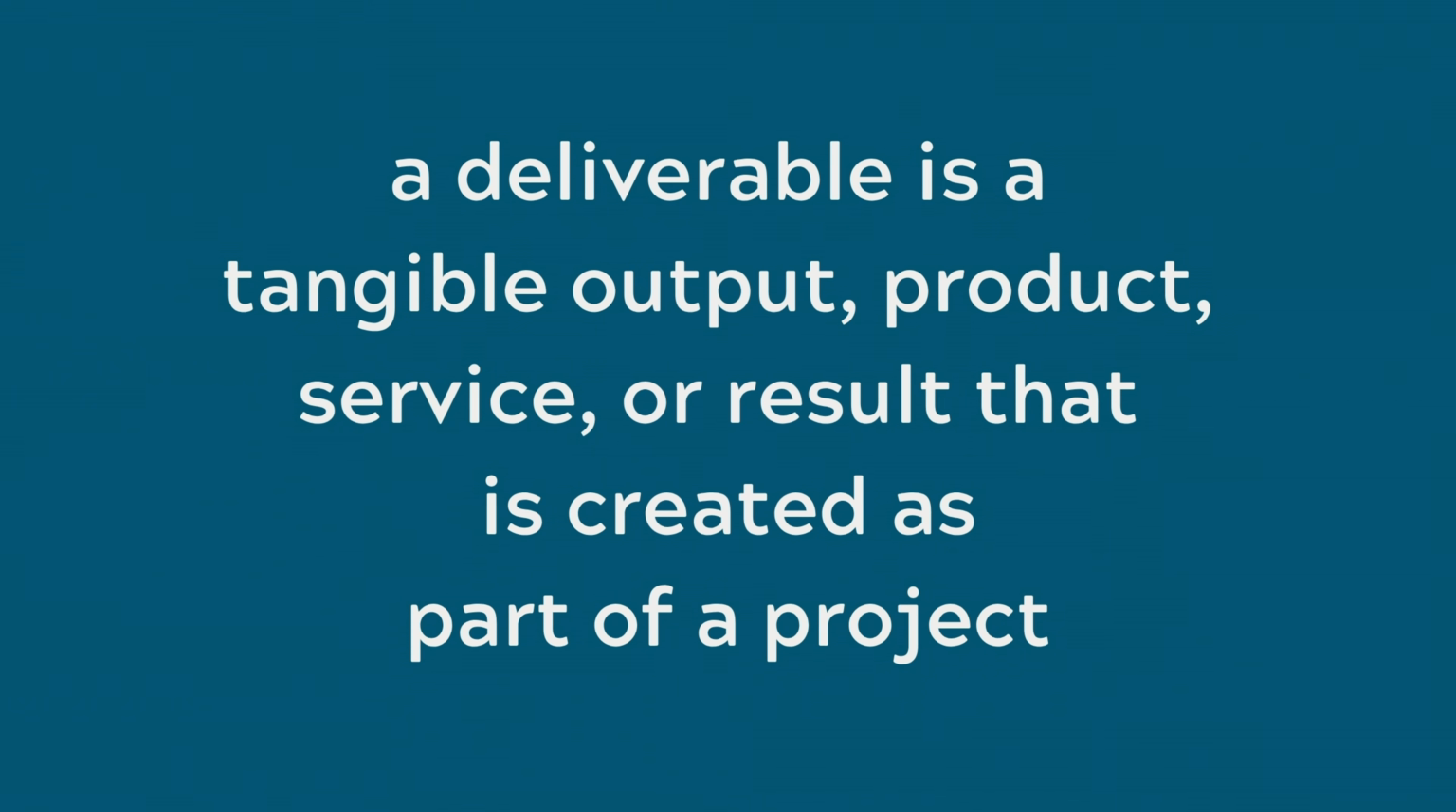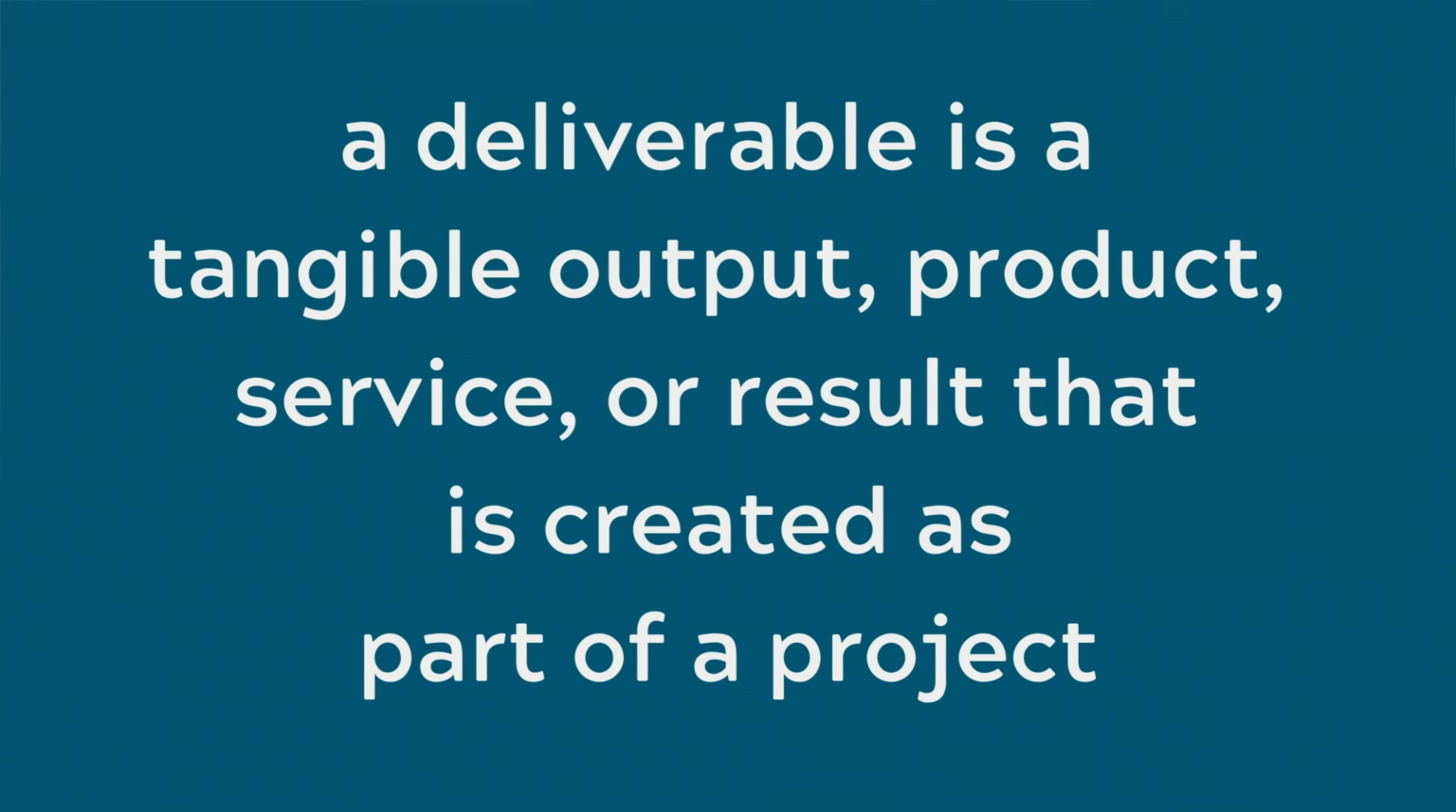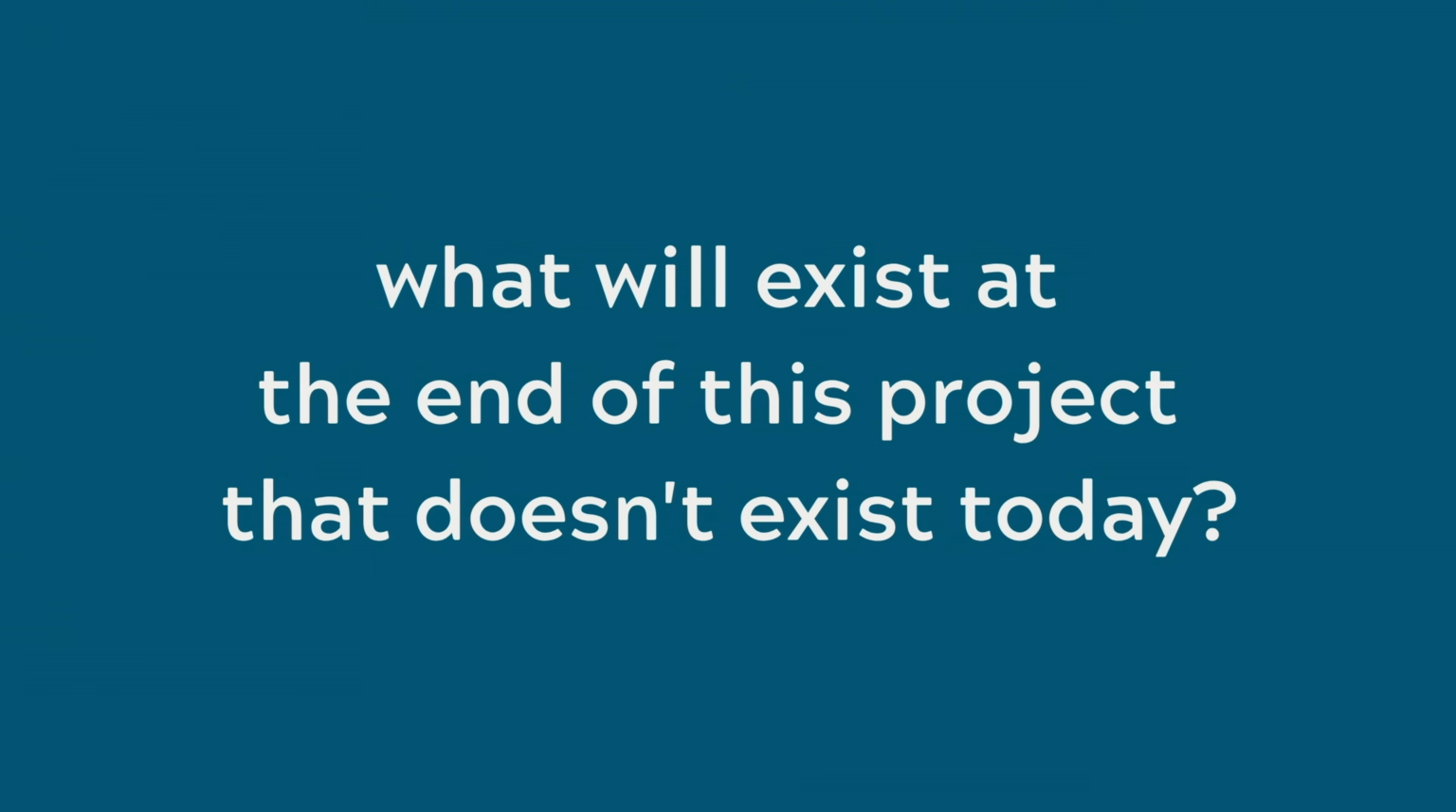Let's start with a simple definition. A deliverable is a tangible output, product, service, or result that is created as part of a project. In other words, it's something the project delivers. One of the easiest ways to understand deliverables is to ask the question, what will exist at the end of the project that doesn't exist today? The answer often points directly to your deliverables.